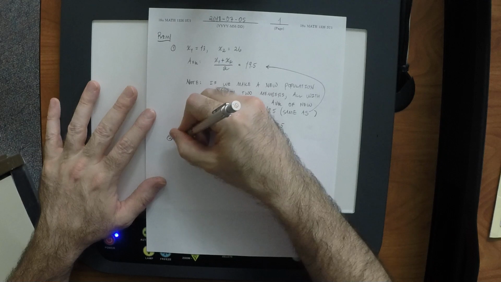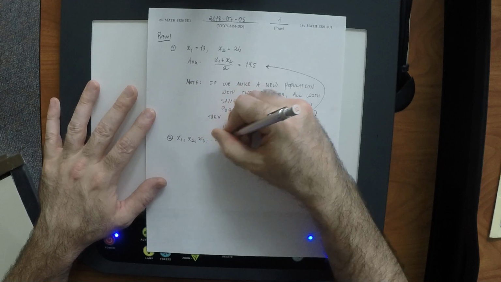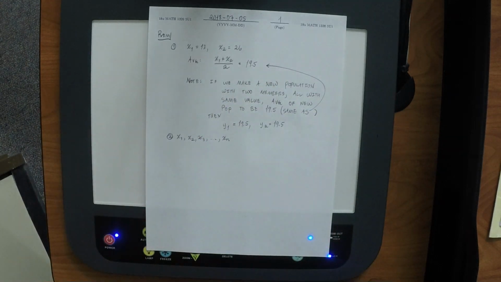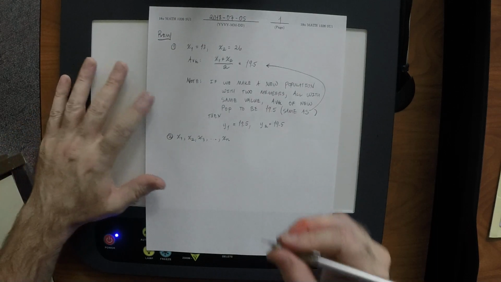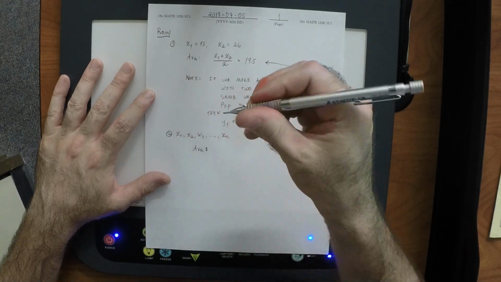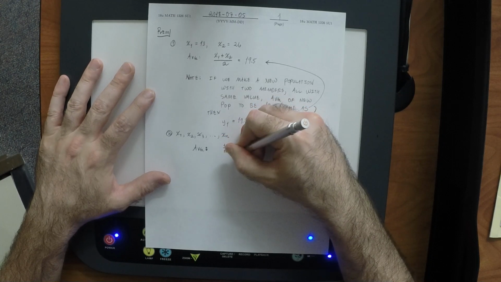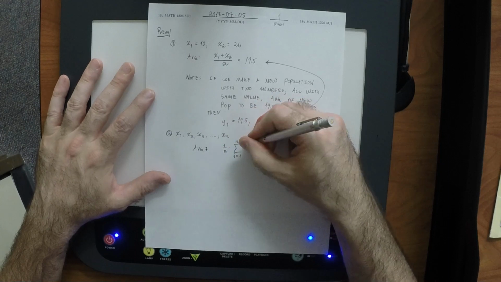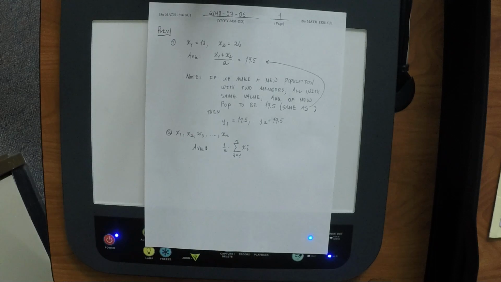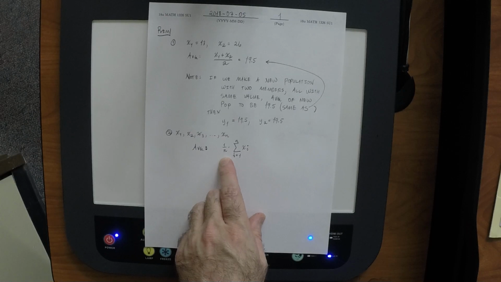Now if we have x1, x2, x3, up to xn. Now n could be a real big number, like millions and billions and things like that. So we've got a population of n elements. Then we went over it last time, the way to compute the average is by the following formula. You do 1 over n multiplied by the summation from i equals 1 to n of xi. So that just means add them all up and divide by n. So that's average.